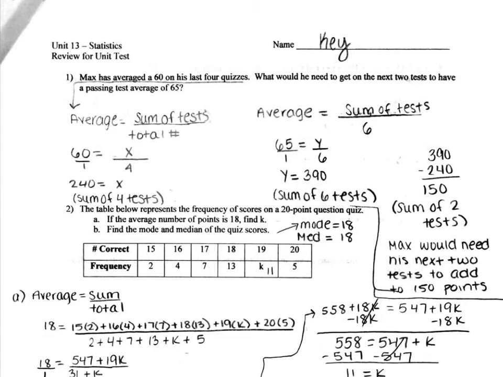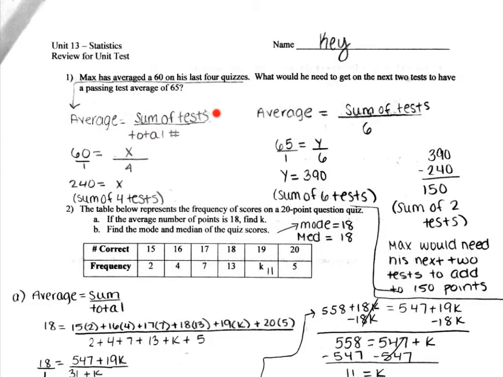So what I'm going to do is take apart the question in pieces. I know that Max has averaged a 60 on his last 4 quizzes. So I know that average is defined as the sum of all the tests over the total number of tests. In this case, we only have 4 tests, so the total is 4. The sum of the tests we don't know, which will make x, and the average that he got on those 4 tests is 60. So if I cross multiply, I'll be able to find the sum of all 4 tests, which in this case is 240.